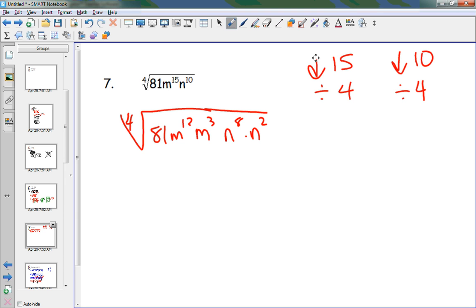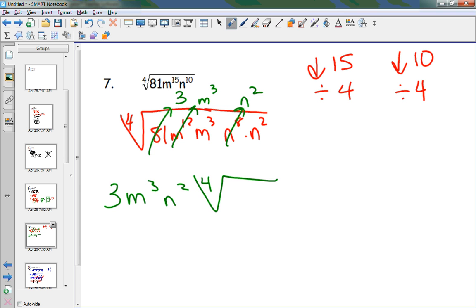Now, what is the fourth root of 81? Great. What is the fourth root of m to the 12? What is the fourth root of m cubed? It can't. What is the fourth root of n to the 8? And what is the fourth root of n squared? Can't. So what I have going on out here is 3m cubed n squared, fourth root of m cubed n squared. That's where I get that.